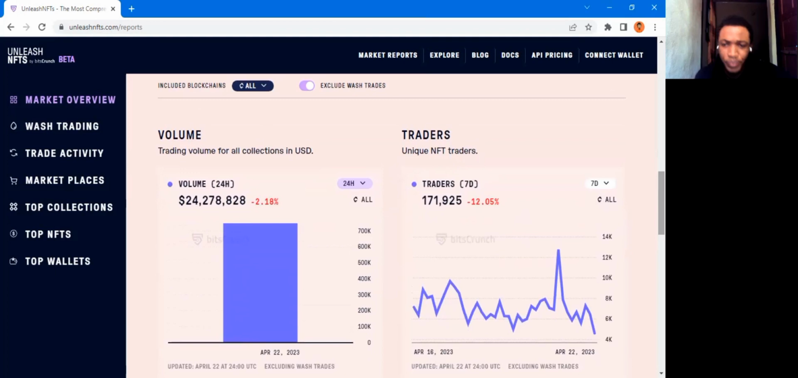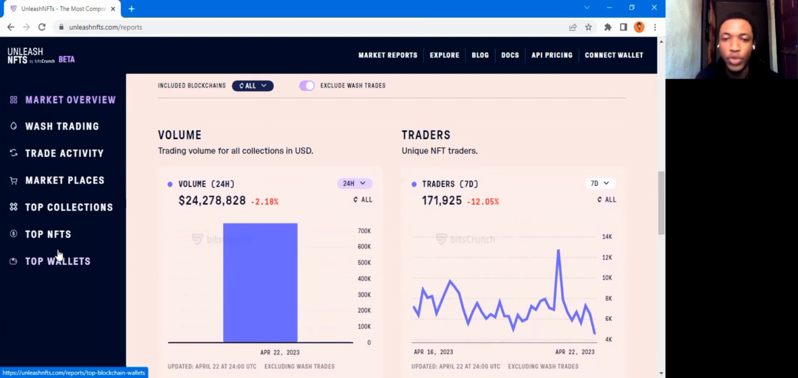All right. So if you look with me to the left side of this web page, you notice that we have a list that has to do with market overview, which we are in right now. Then the next ones are what's trading, trade activity, marketplaces, top collections, top NFTs, and top wallets. These are the categories we're going to be exploring, and I'll try to be as quick as possible because, as you can see, it's been made very simple, easy to understand, and colorful.